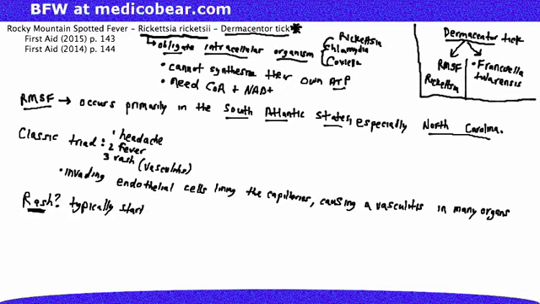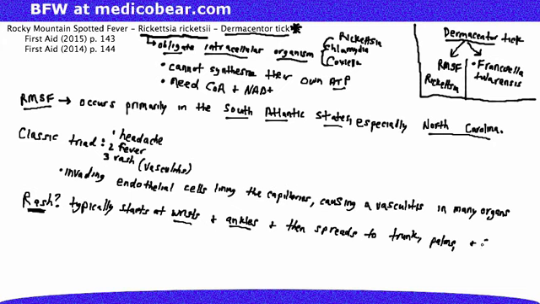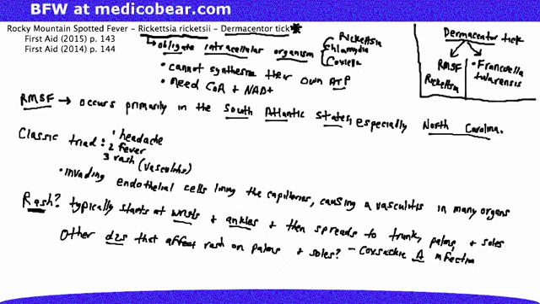The rash that this causes typically starts at wrists and ankles. So it starts here and then spreads to the trunk, palms, and soles of the feet. Other diseases that affect rash on palms and soles are going to be Coxsackie A infection, commonly referred to as hand, foot, and mouth disease, and also secondary syphilis.